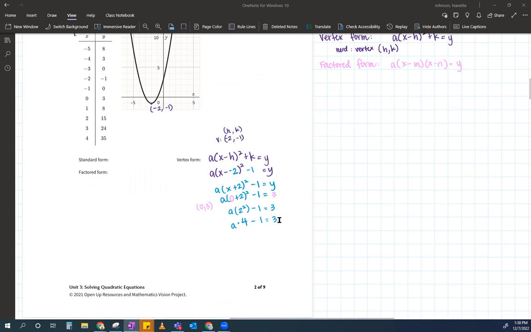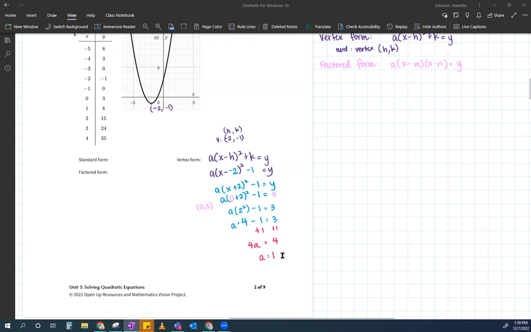I brought you back to like 7th and 8th grade because this is an equation from 7th and 8th grade. What would you do first? Very good. Add 1 to both sides. So we get 4 equals 4a. So 4a equals 4. So therefore, a equals what, guys? Yeah, a equals 1.